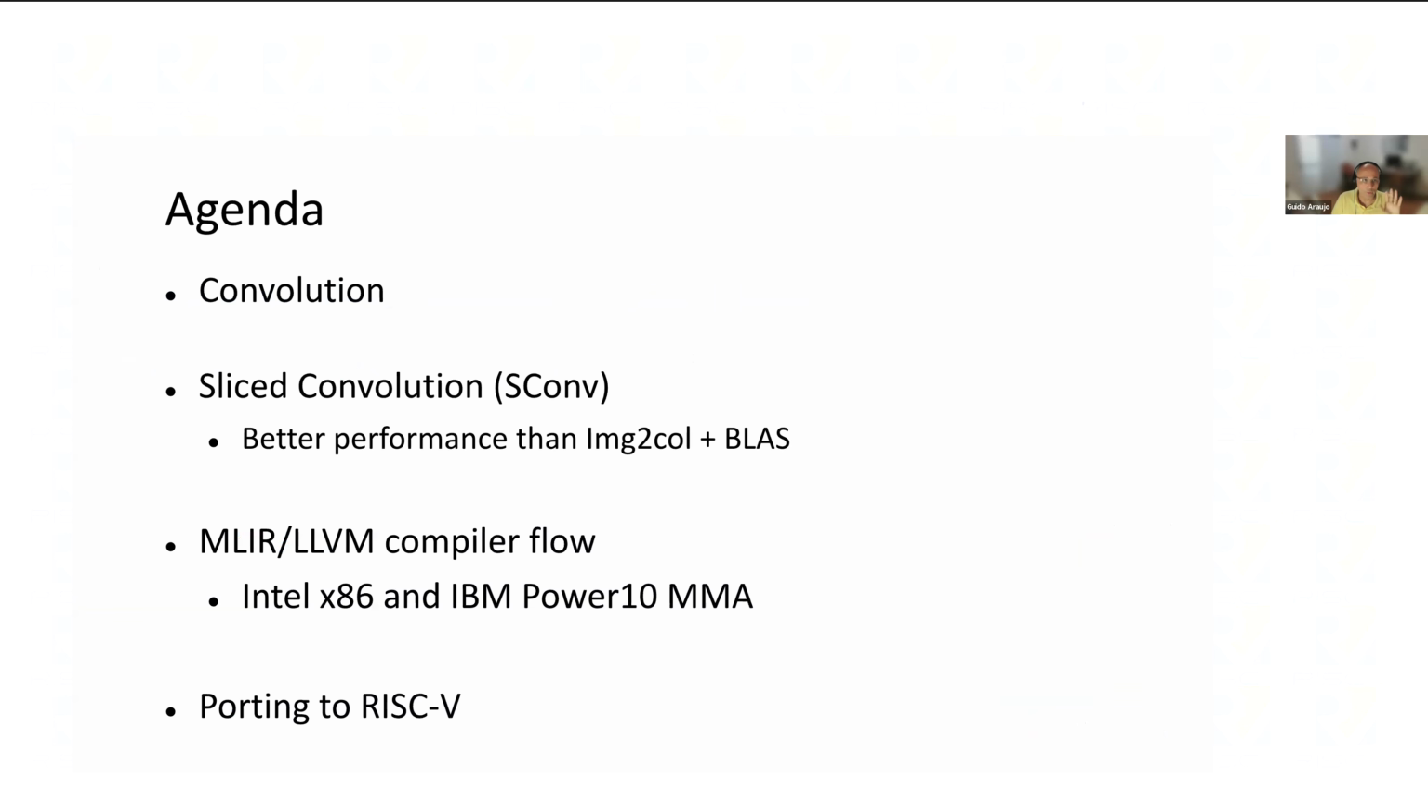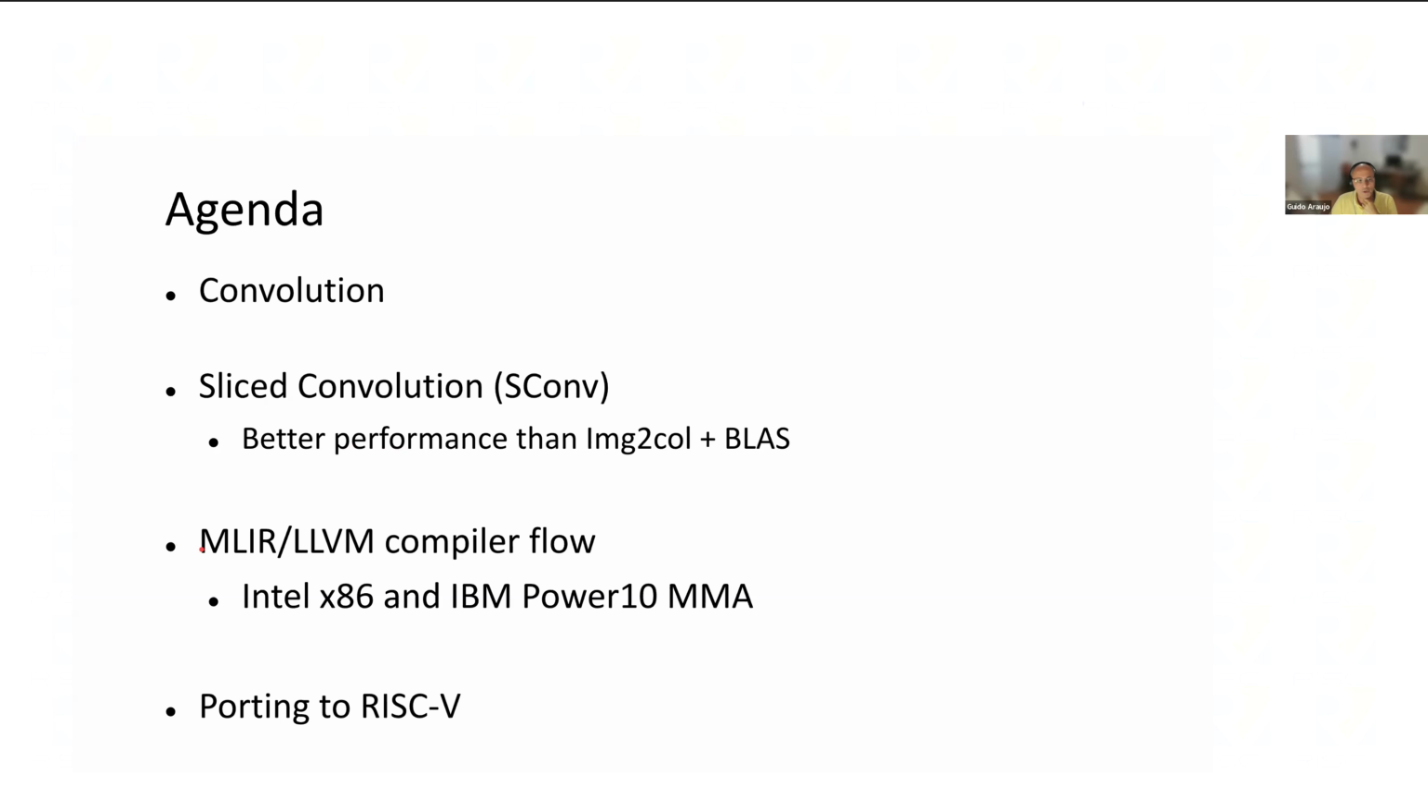So our agenda is going to be like this. We want to just quickly touch base on convolution, because most of you probably understand convolution at this point. Then we are going to cover the slice convolution technique that we have developed. And amazingly, it can perform better than Img2col BLAS. I know this is a bold phrase to say, but as a matter of fact, it does, because Img2col explodes the amount of memory that you need to use. So I'm going to try to convey to you that this is actually true, that you can do convolution without going through Img2col.